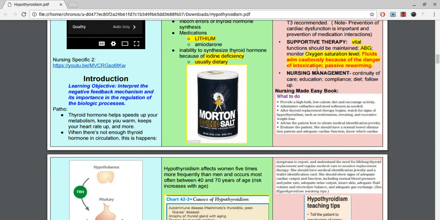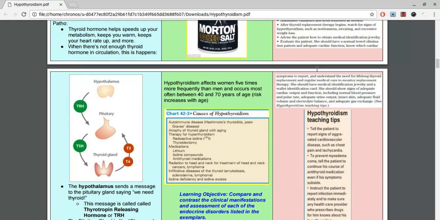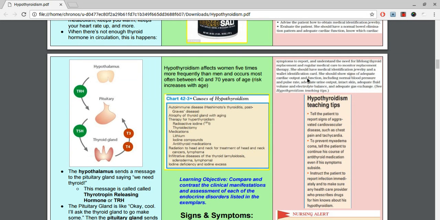Advise the patient how to obtain medication identification jewelry, okay? And evaluate the patient. She should have normal bowel elimination and good heart function. Basically, just make sure that all the vitals went back to normal and make sure they get that little jewelry on their wrist or wallet, or get them a little identification card or something that lets people know, hey, this person has hypothyroidism, okay, in case of an emergency.